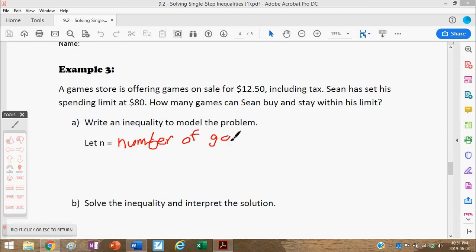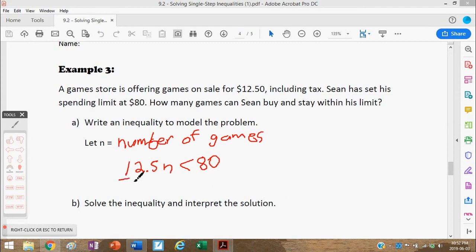It's a pretty simple inequality, but sort of makes sense. And now we're going to say, okay, each game is $12.50, so 12.5n has to be less than 80, right? Because each game costs him $12.50, and whatever number of games he buys, that number times $12.50 has to be less than 80. So let's solve the problem, okay?